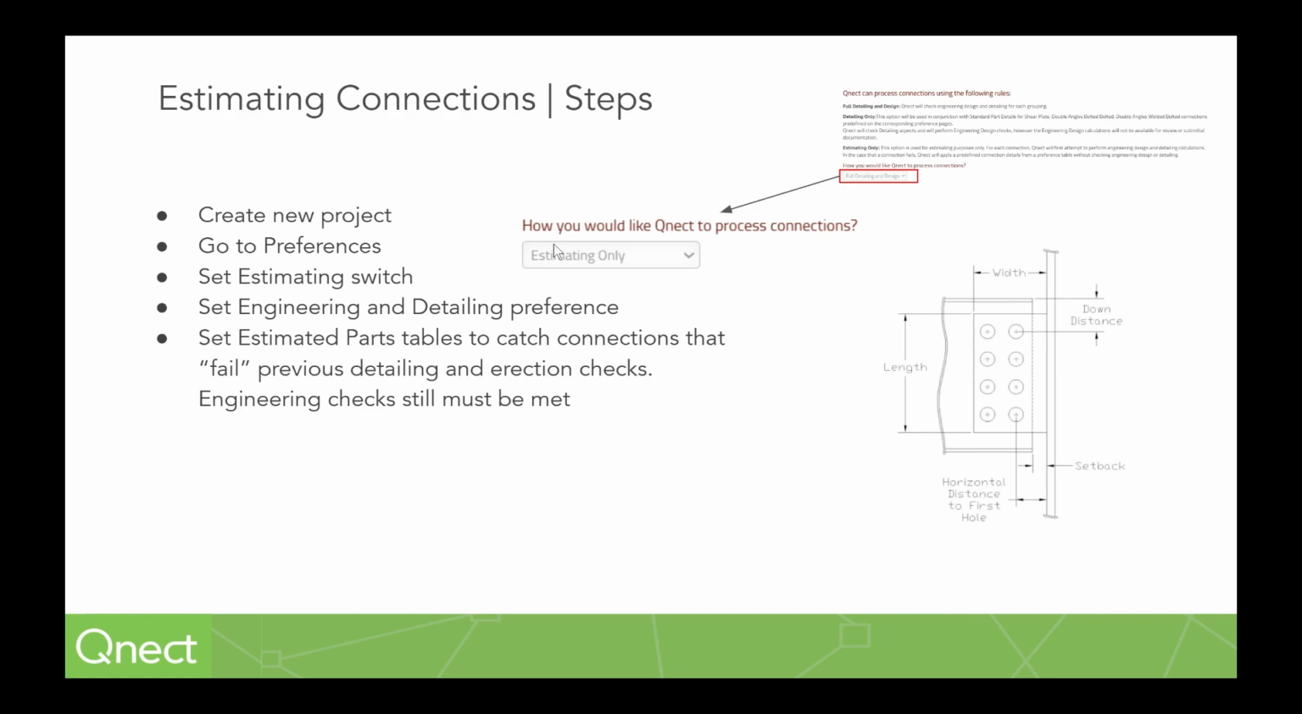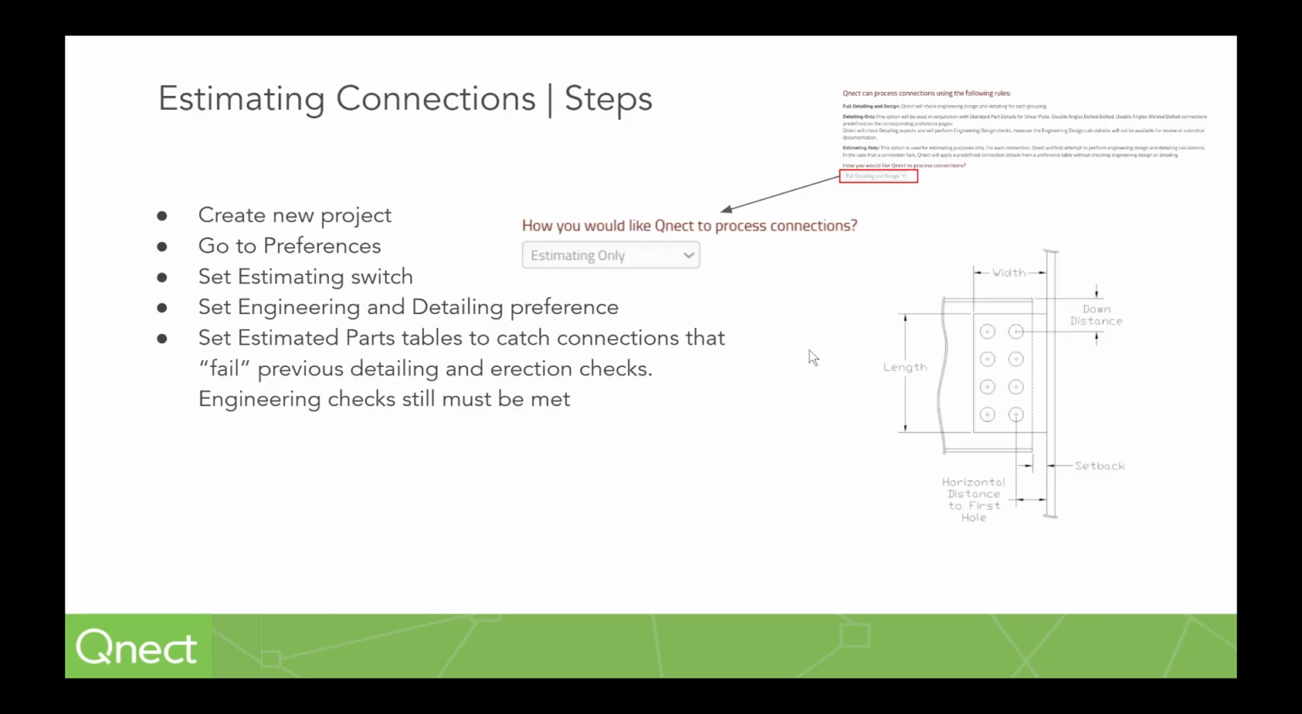You set them up. And the last thing you need to check is set the estimated parts table to catch connections that fail in detailing and erection checks, which will be calculated or used based on the table.